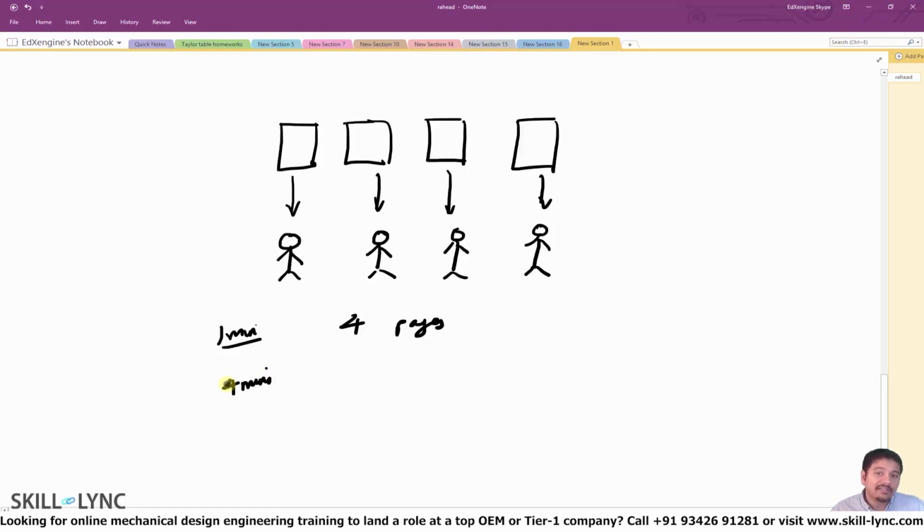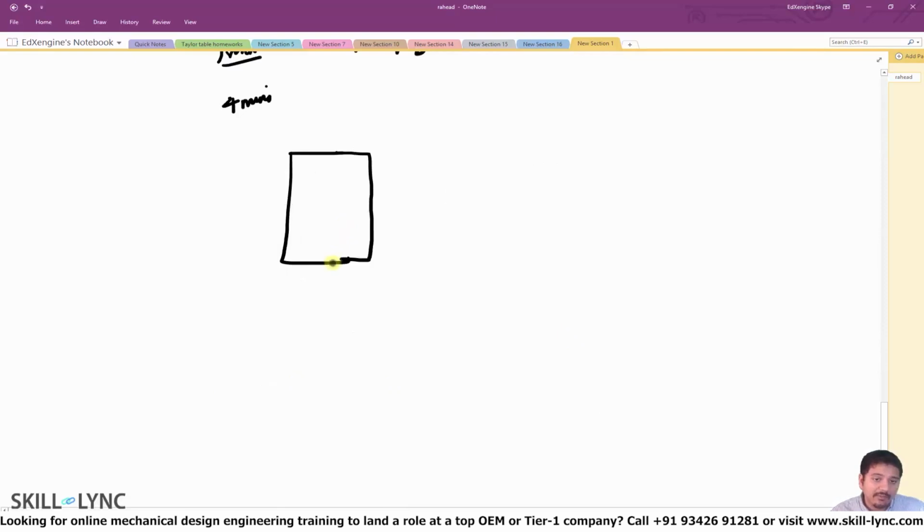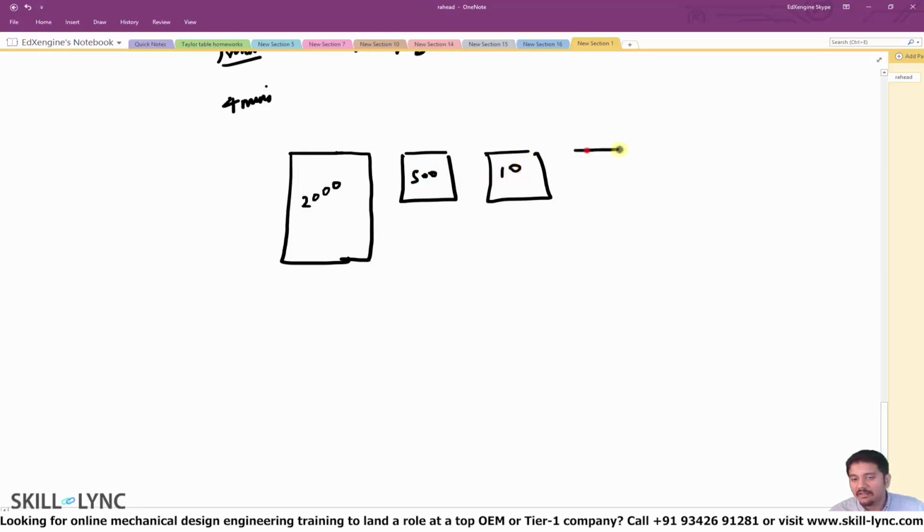Now, there is an important concept called load balancing. What does that mean? In the same example, let us say that you have one paper that has a lot of text, maybe 2000 words. The second paper has 500 words. The third paper has only 10 words, and the fourth paper has 1000 words. And you still have 4 guys reading it.